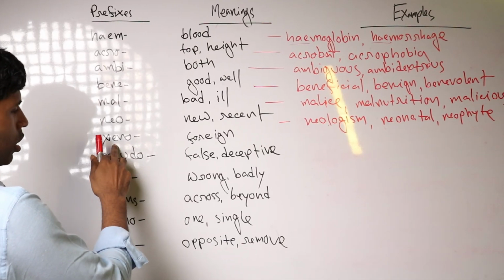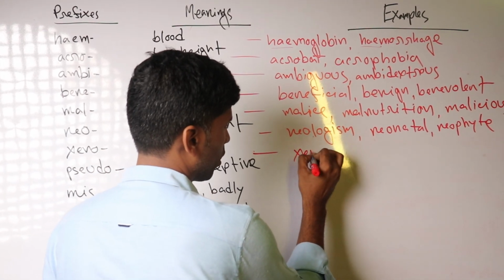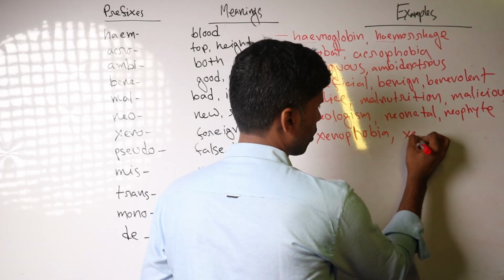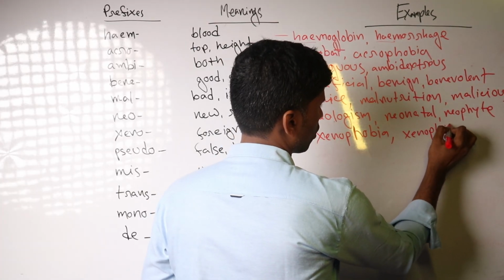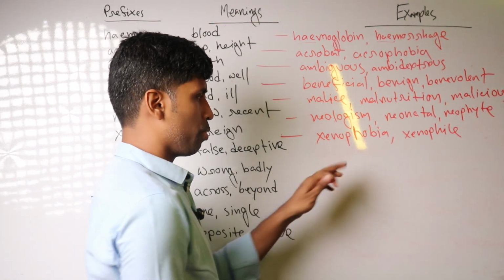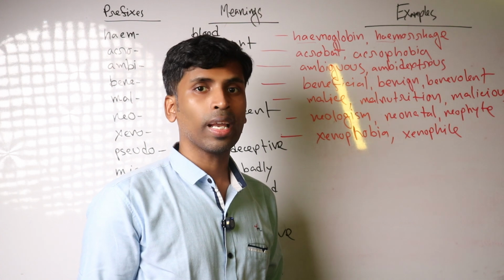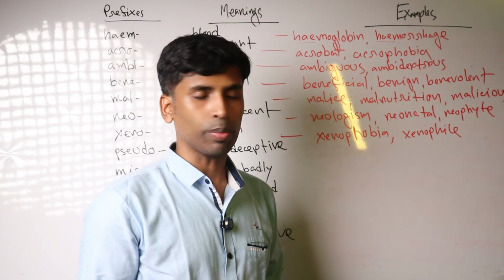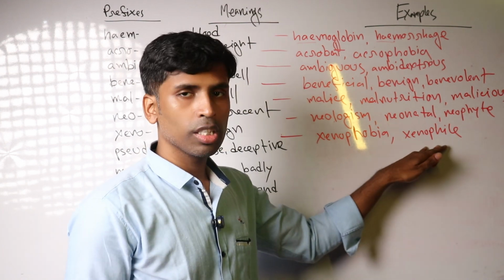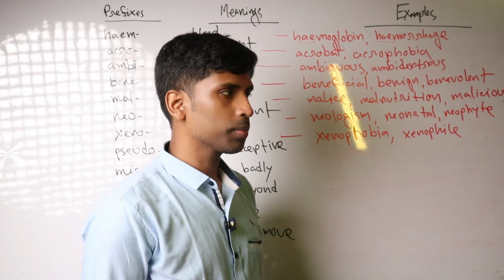Next prefix is xeno, which means foreign. So for example, we can say xenophobia and xenophile. Xenophobia, phobia is fear, like I said before. Xenophobia is fear of foreign people or dislike of foreign people. Xenophile is kind of the opposite. Xenophile is someone attracted to foreigners or people from other countries.